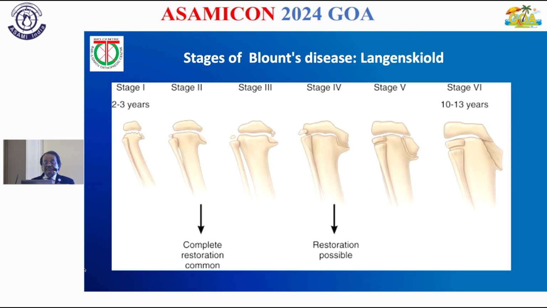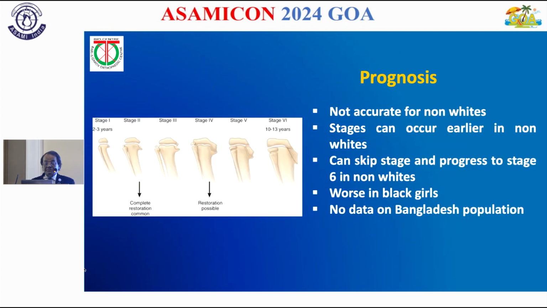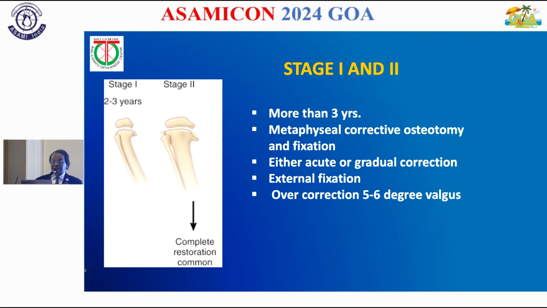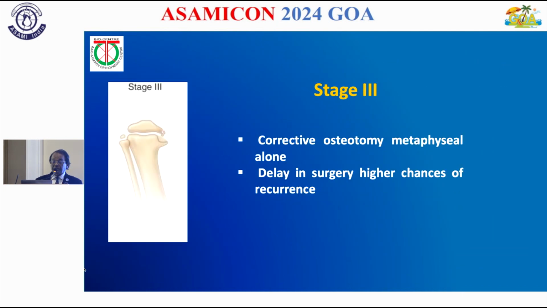Look at these, the classification. You know all these things, 6 stages, starting from 2 to 3 to 10 to 13 years. Now, prognosis, not accurate for non-whites. Stages can occur earlier in non-whites, can skip stages and progress to stage 6 in non-whites. What's in black girls? No data on Bangladesh population. So stage 1 and 2, you can see here, and stage 3, corrective osteotomy, metaphyseal alone, delay in surgery, higher chances of recurrence.